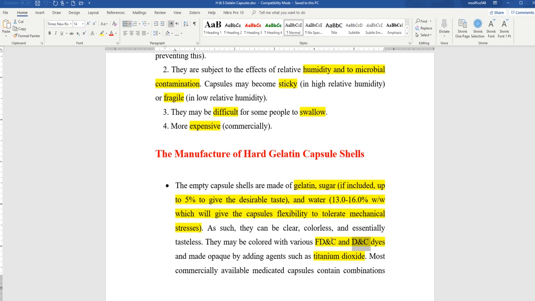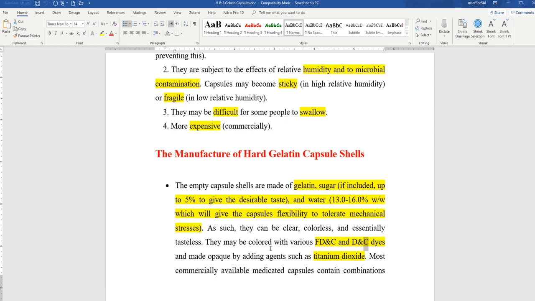What do you mean by F, D, and C? It means food, drug, and cosmetic. So the FDA, of course when I say FDA I'm usually talking about the United States Food and Drug Administration. The FDA classified colors into different groups. I have the F, D, and C, which are food, drug, and cosmetics. It means a color can be added to food, drug, and cosmetics, or a color that can be added only to drug and cosmetics. Okay? These colors are allowed to be used with the capsule shells.